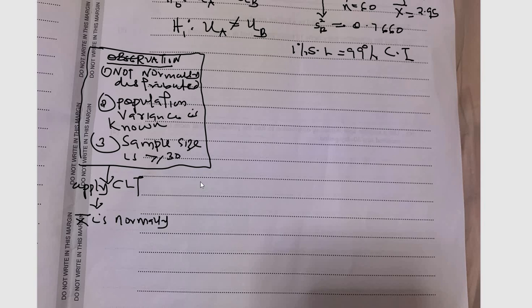Sample mean. Sorry, the central limit theorem means that the sample mean, x bar, is approximately normally distributed. That is the theorem, CLT. The sample mean is approximately distributed normally.